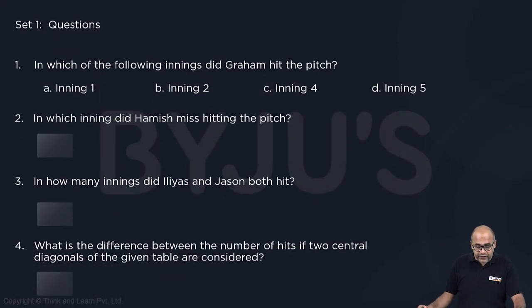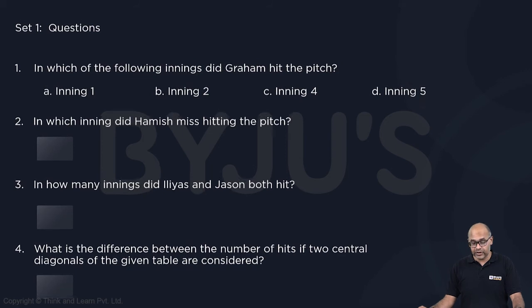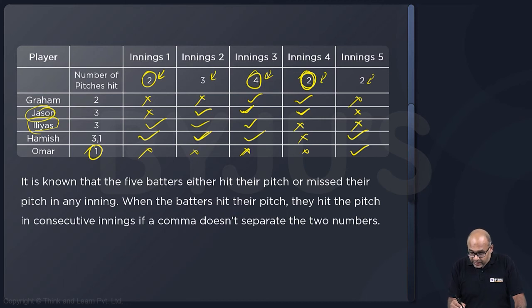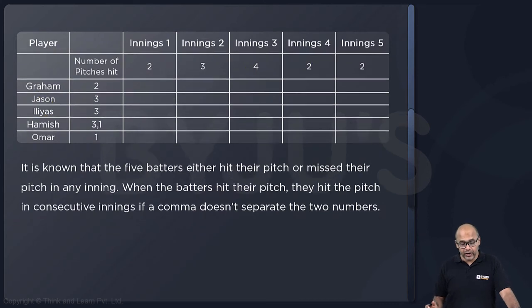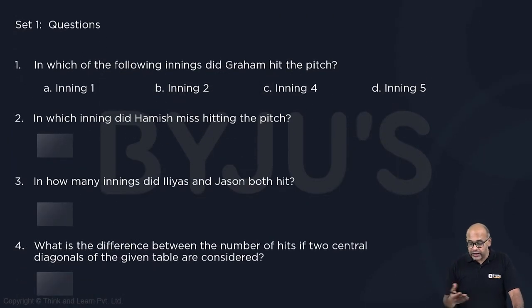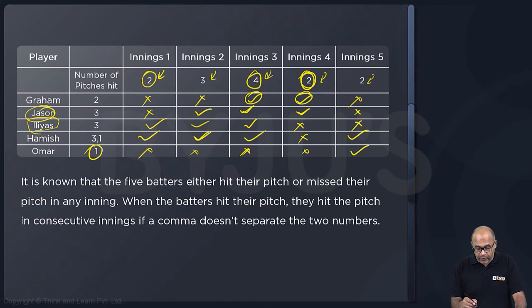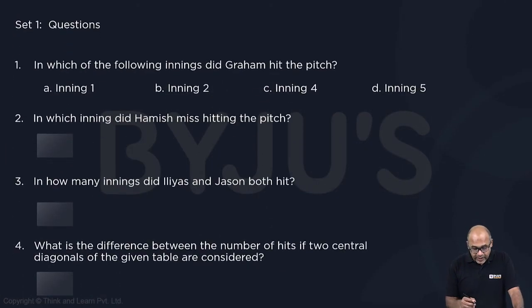The first question is, in which of the following innings did Graham hit the pitch? If you look at Graham, he is hitting the pitch in the 4th innings. So we'll have to pick either 3 or 4. Clearly 3 is not there, only 4 is there, so option C is the correct answer. In which innings did Hamish miss hitting the pitch? Hamish, if you notice, is the person who is 3,1. He is missing in the 4th innings. So that is your answer. The answer will be option 4. This is a very easy set.